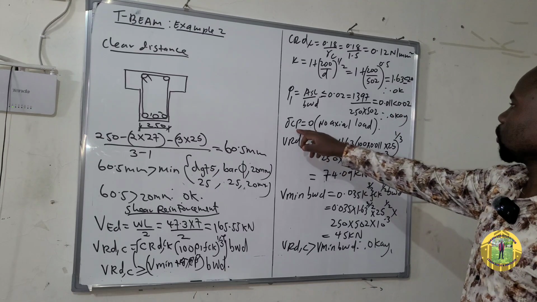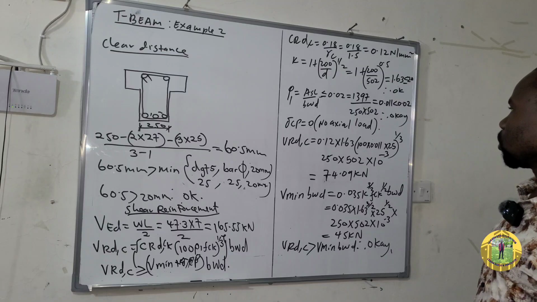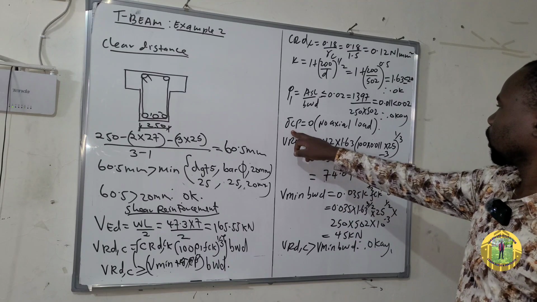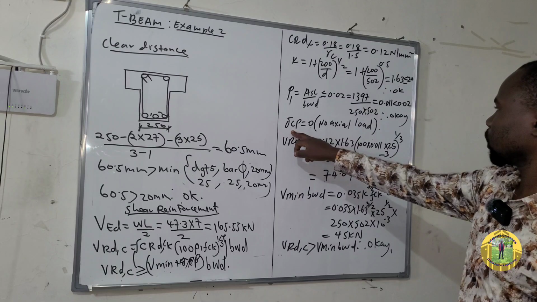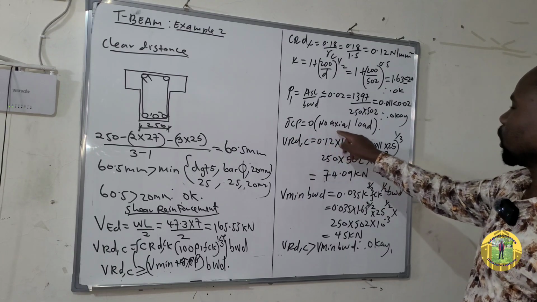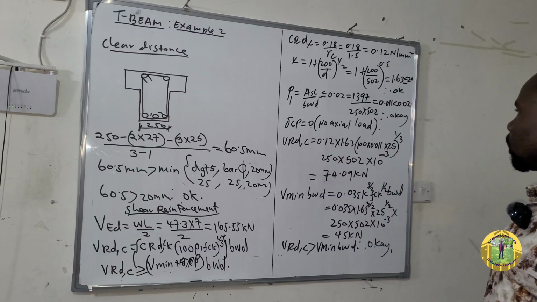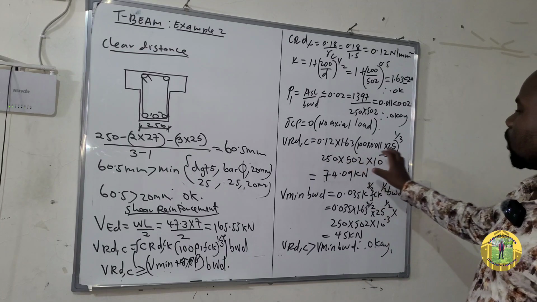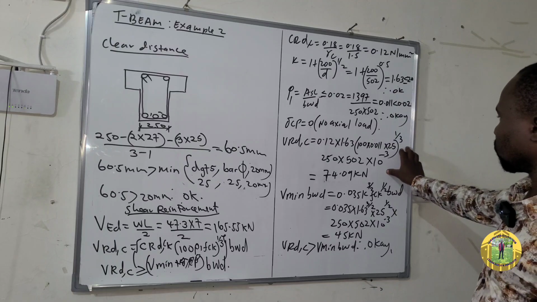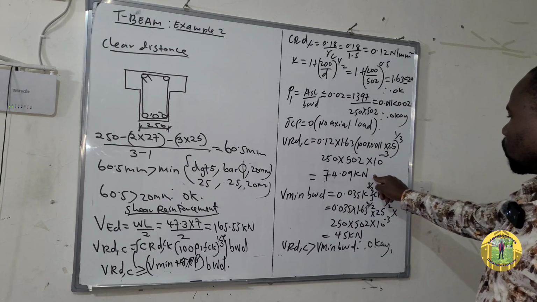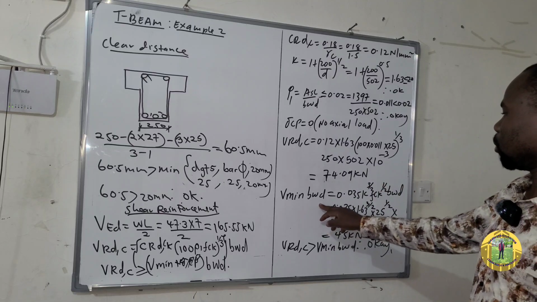And then this one is the average compressive stress due to axial load. But since there is no axial load, this one will be equal to 0. So if we insert everything in our formula, we will get 74.09 kilonewton, and then V mean BWD.